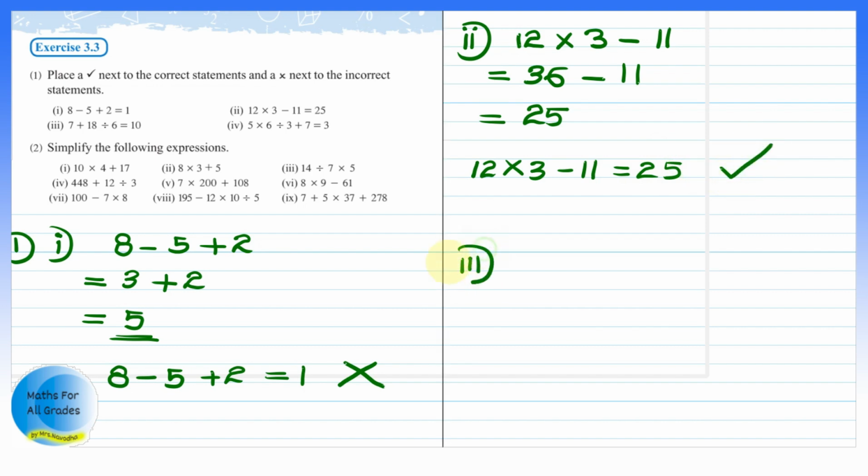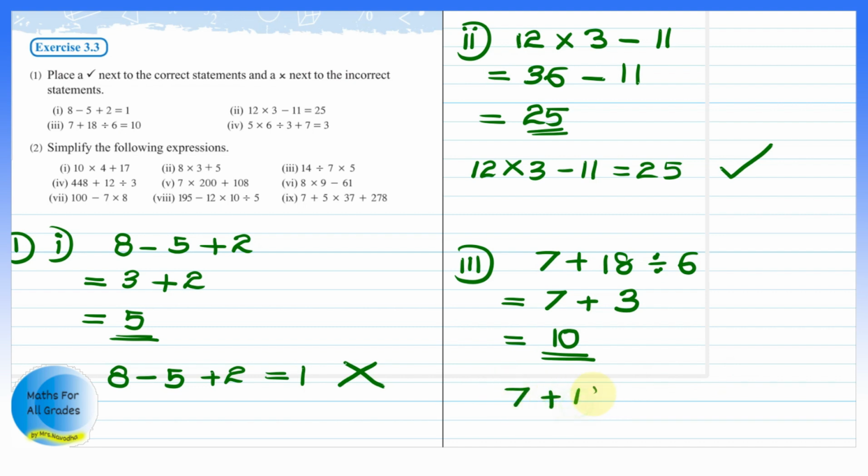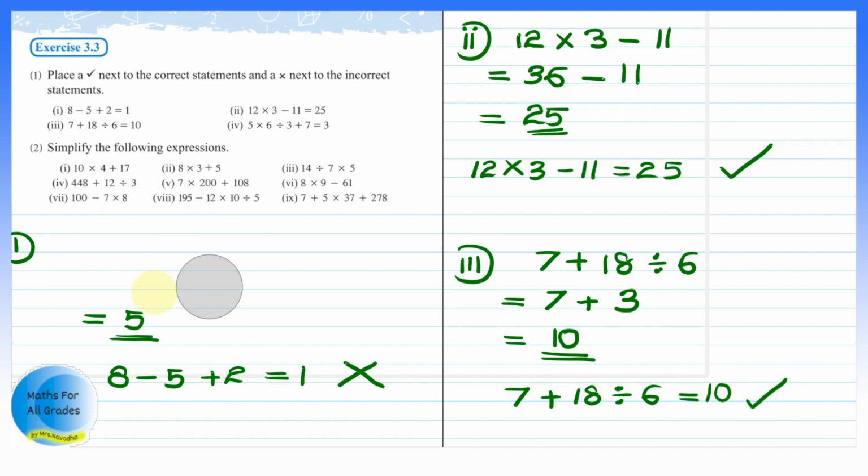Row number 3. 7 plus 18 divided by 6. Here you got addition and division. We go for the division first. 18 divided by 6 equals 3. We have 7 here. 7 plus 3 equals 10. This is the final answer. The given statement is correct. They have given the 10 as the final answer. Now write down the statement. 7 plus 18 divided by 6 equals 10 and mark the correct sign. I'll solve row number 4 here.